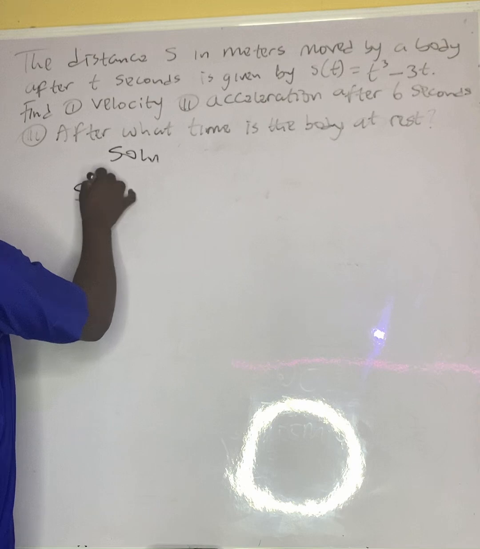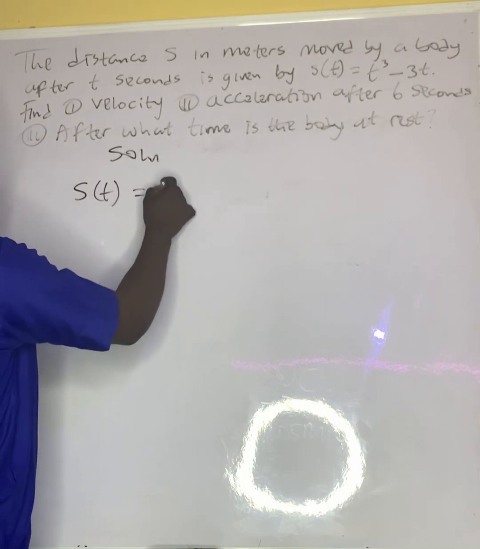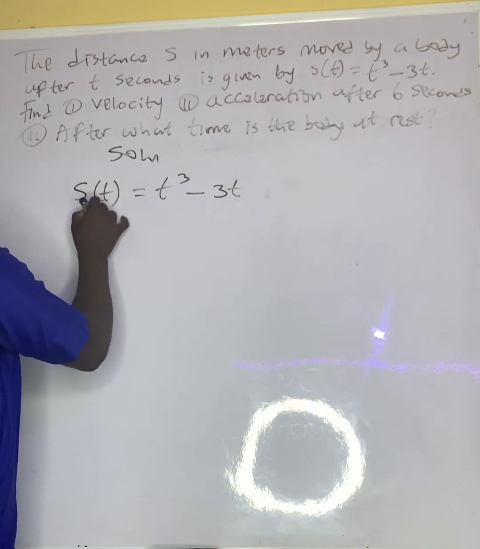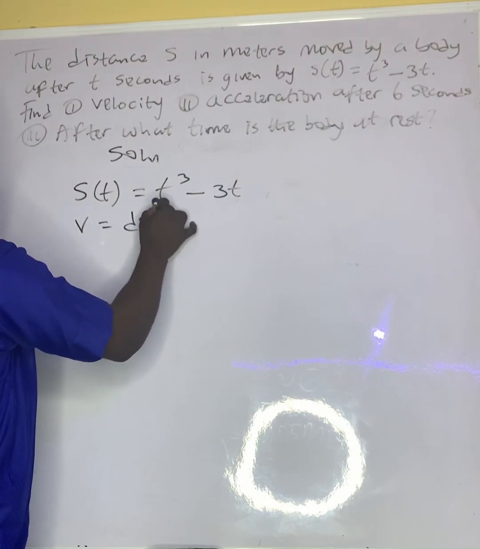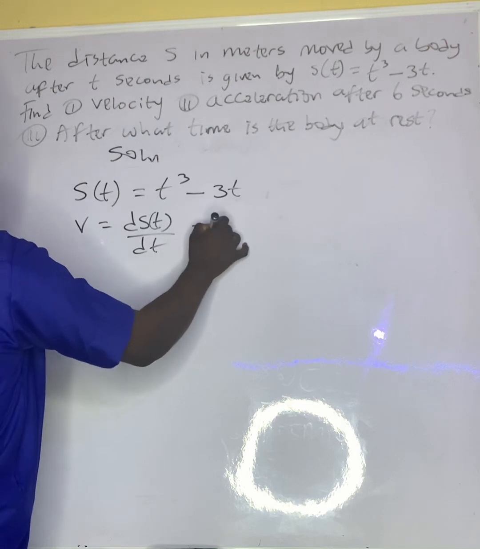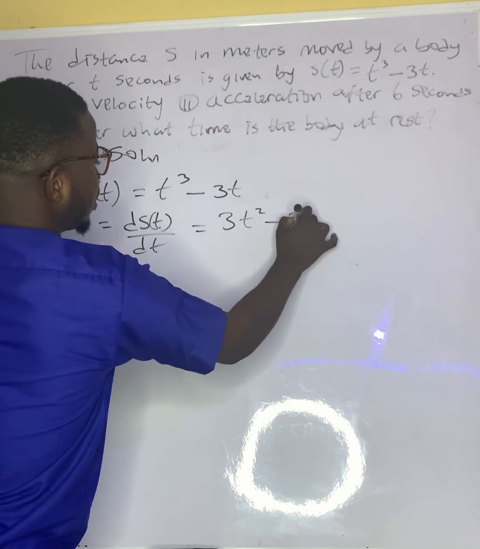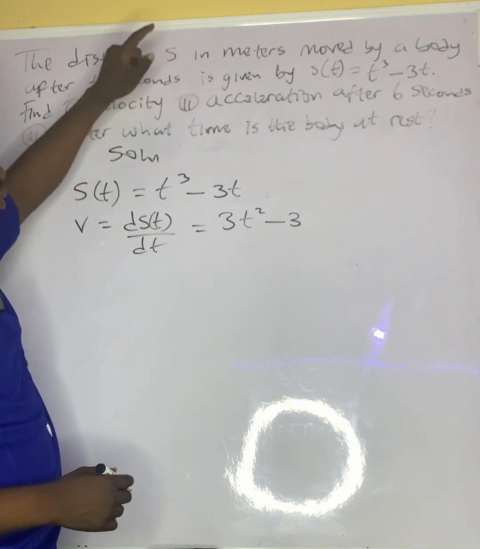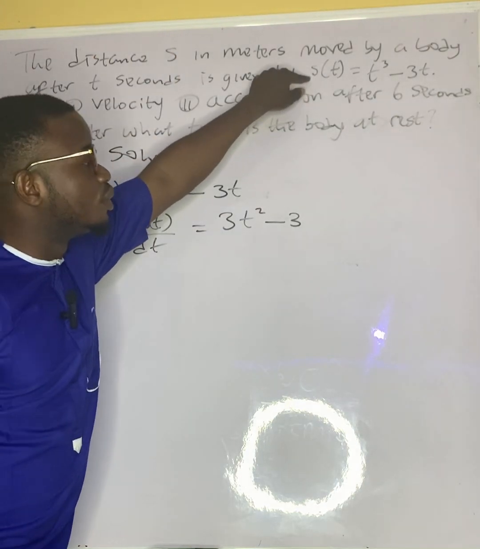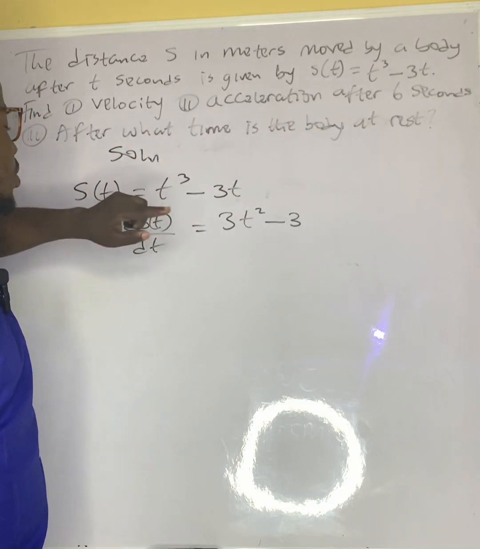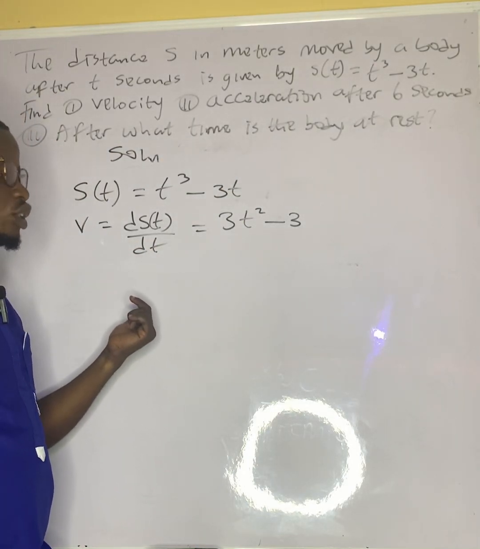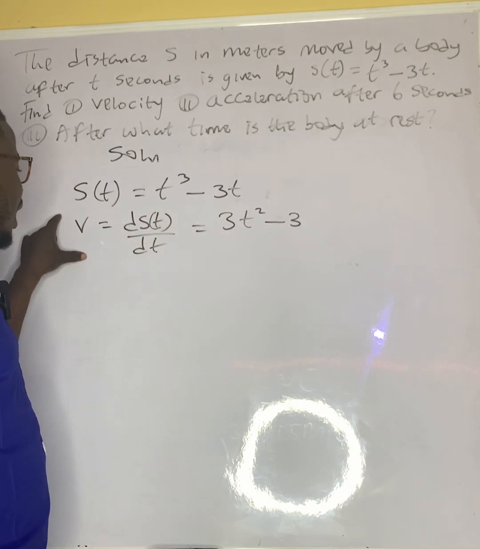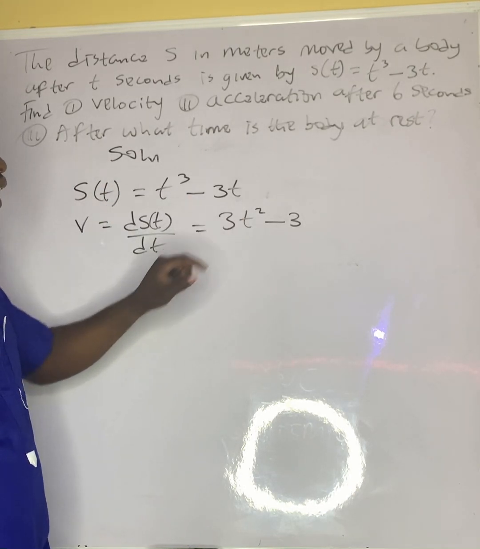So don't forget that s of t equals t cubed minus 3t, and the velocity, that is ds over dt, equals 3t squared minus 3. Now to obtain the acceleration, we differentiate twice with respect to t. So the value of s of t that is given, we differentiate it twice with respect to t to obtain the acceleration. Differentiating only once gives us the velocity. Now we can differentiate the velocity a second time to obtain the acceleration.